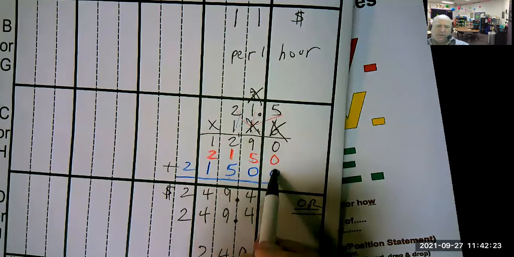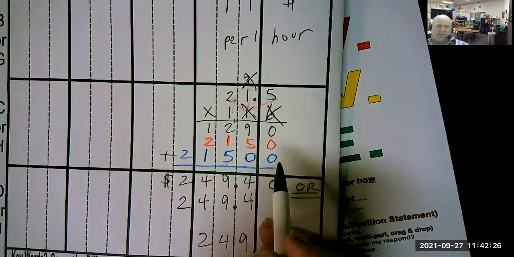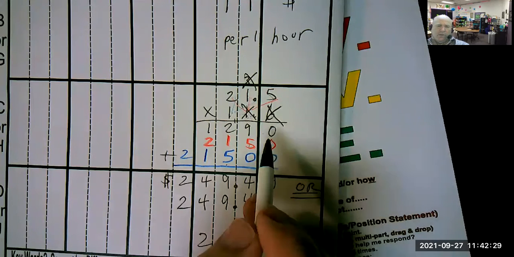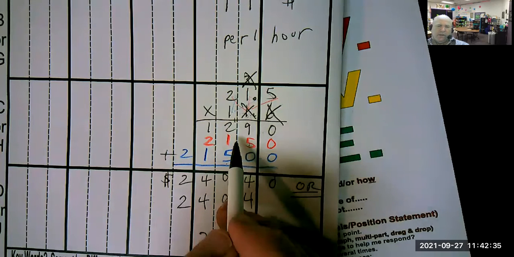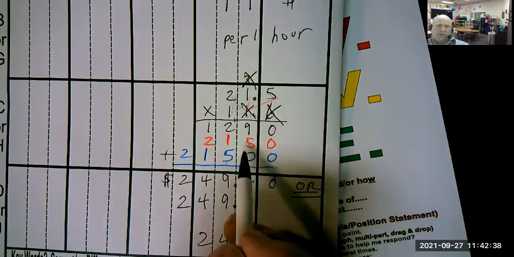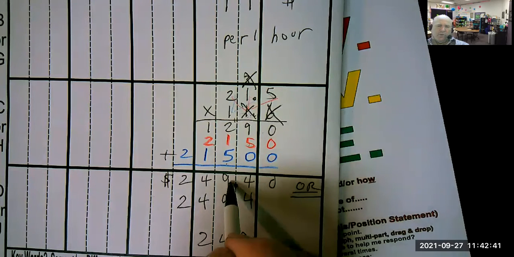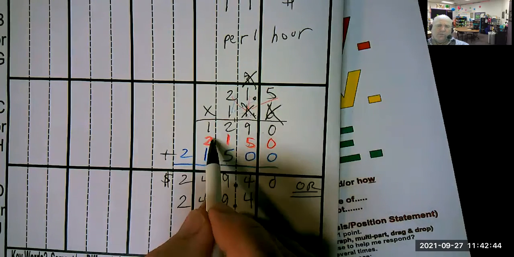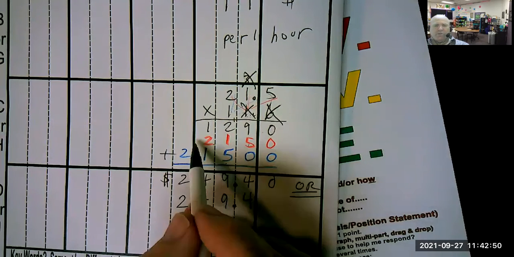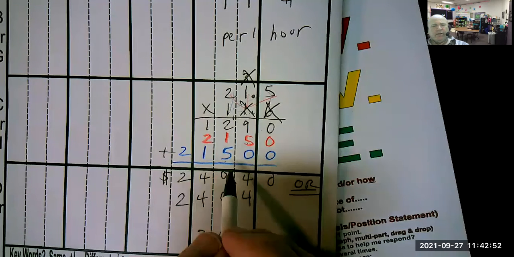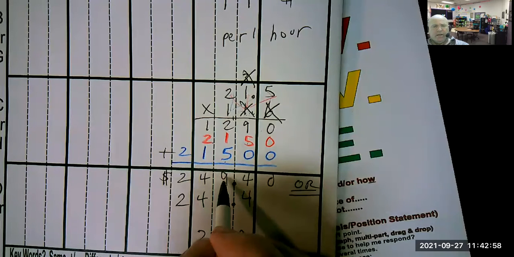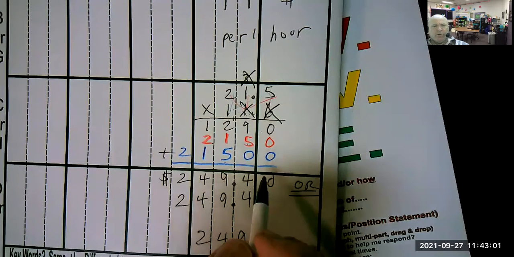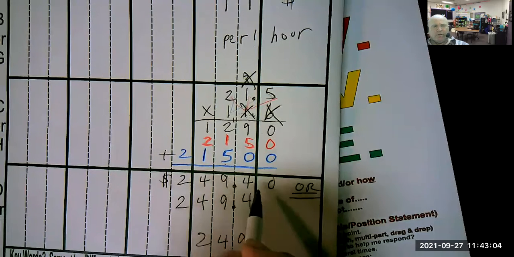So let's just add up between the lines. 0 plus 0 is 0. 9 plus 5 is 14. Carry the 1. 5 plus 2 is 7 plus 1 is 8. Plus the 1 I carried is 9. Nothing to carry this time. 2 plus 1 is 3 plus 1 is 4. Nothing to carry. And 2 plus nothing and nothing is 2. So what we have is $249.40. Okay. And your kids probably had no earthly idea where to move the decimals.